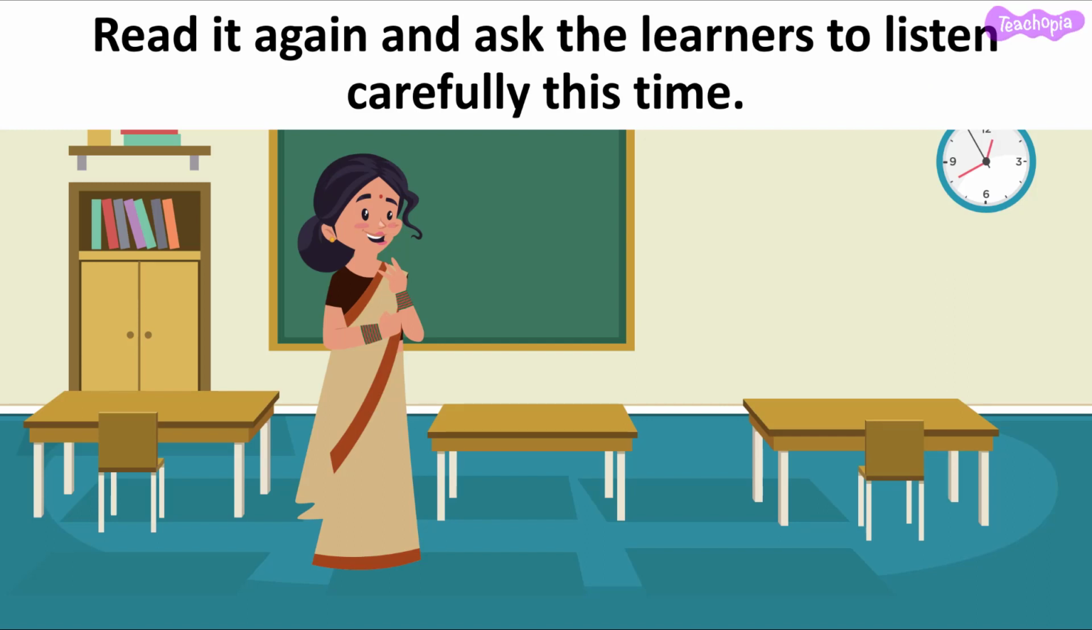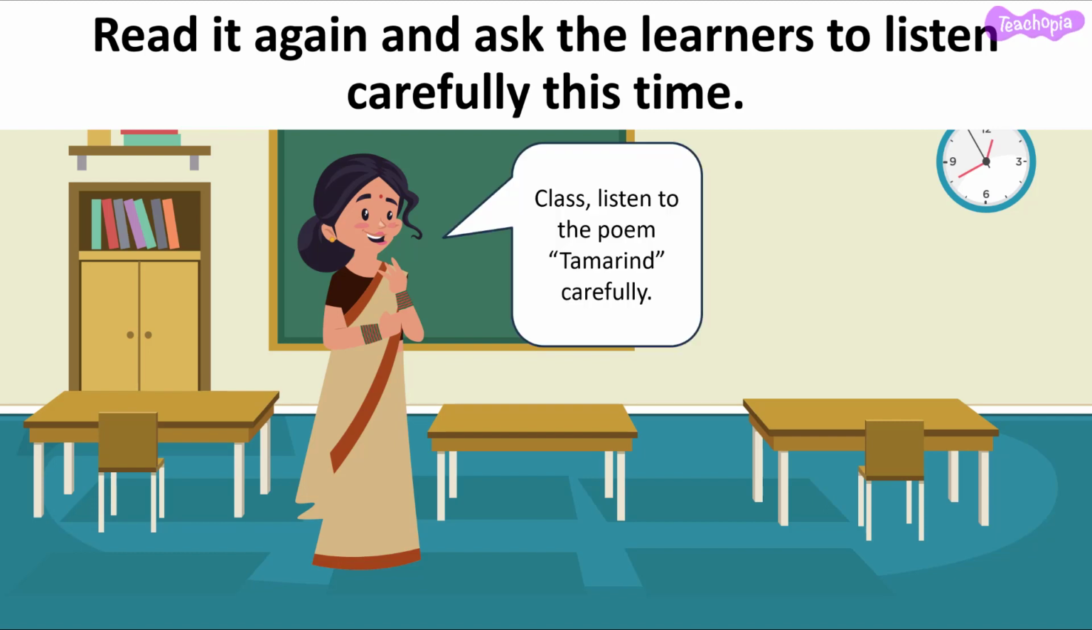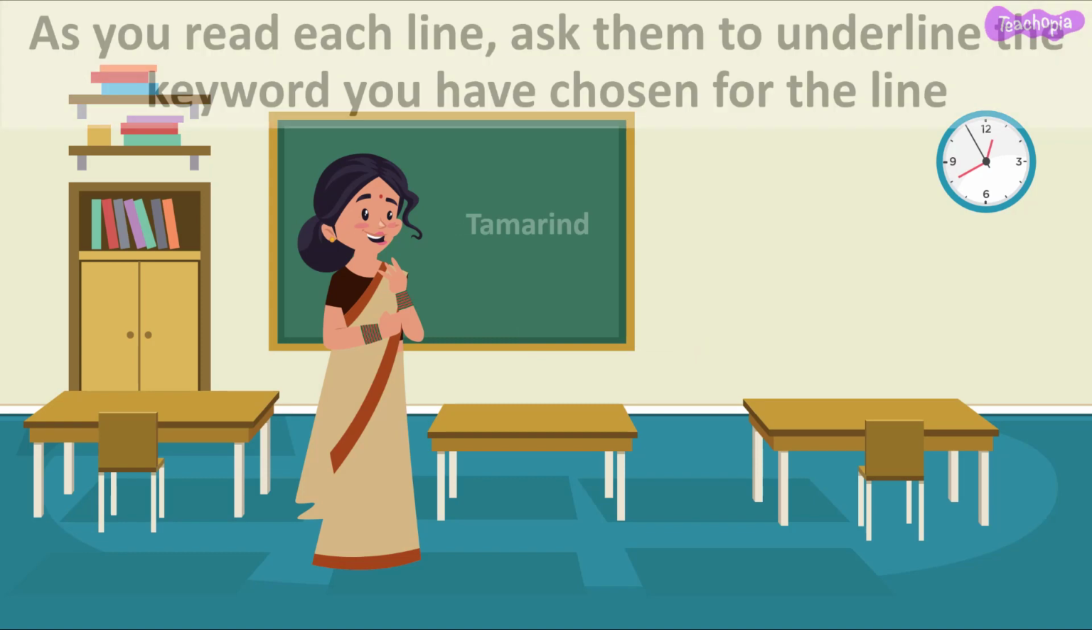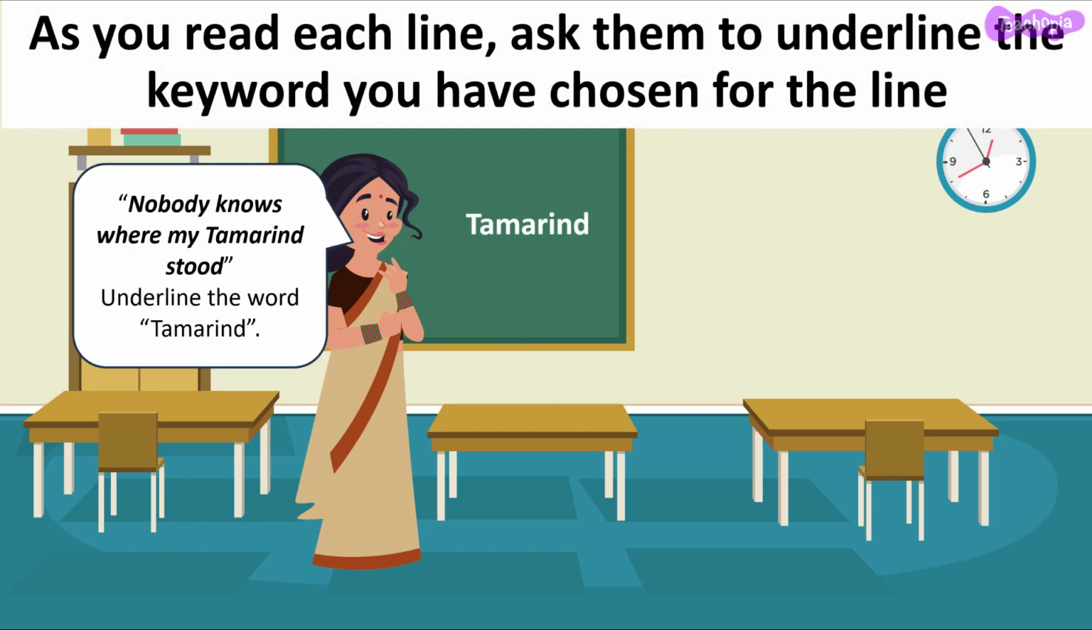Now, read the poem a second time. Read it slowly. Ask the learners to listen carefully to you as you read it this time. Class, listen to the poem Tamarind carefully. As you read each line out, ask them to underline the same keywords you have underlined on the poem strips kept behind the classroom.